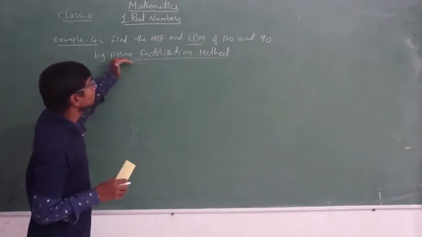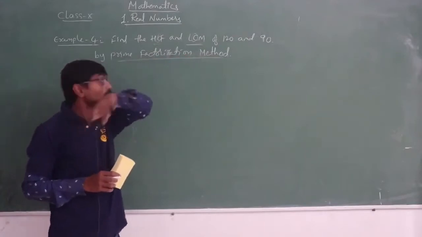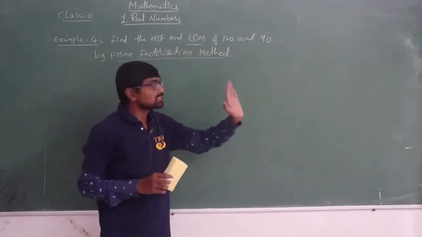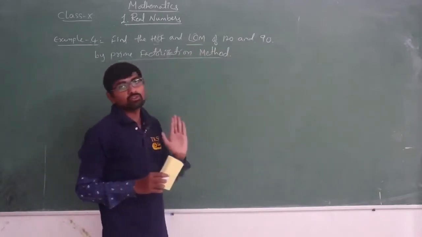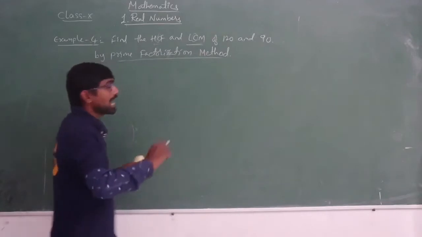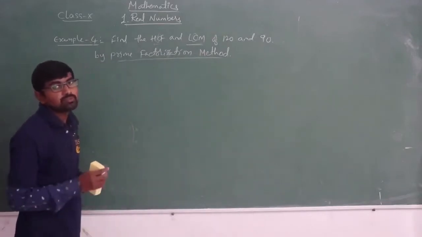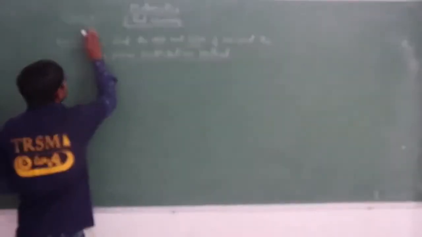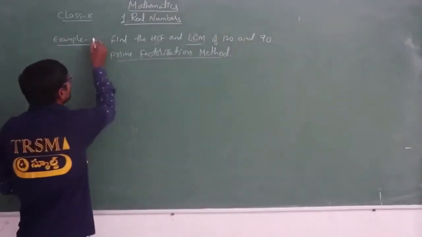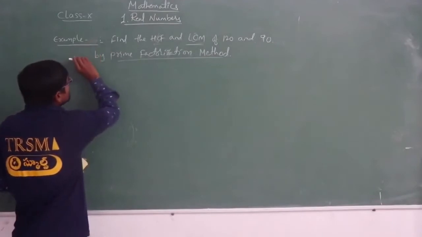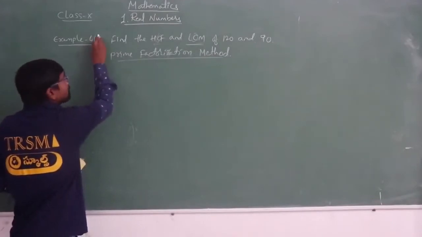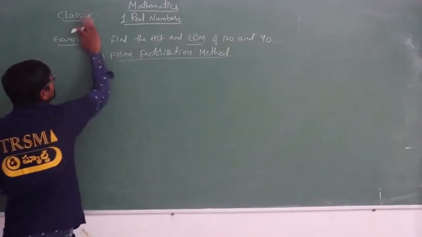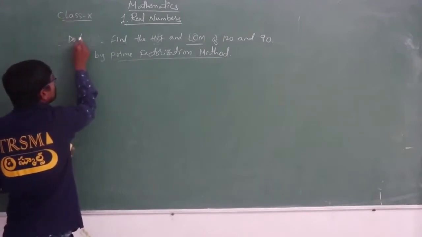By which method? By using prime factorization method. So it means that we have to find the prime factors of 120 and 90 separately, and then we have to find the LCM and HCF, as we have discussed in the previous problem. So now I will be writing stepwise. Let us take this example as 4th A. Now this is from Do This, so I will be writing Do This only.